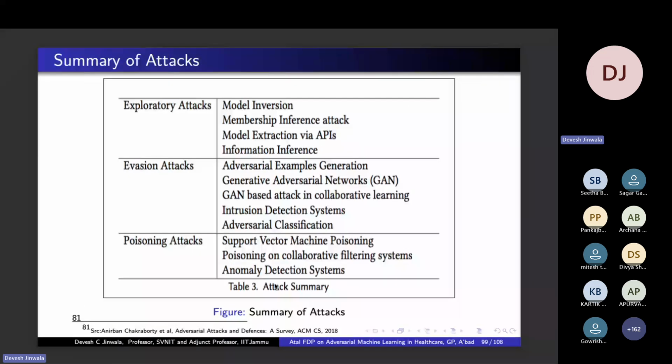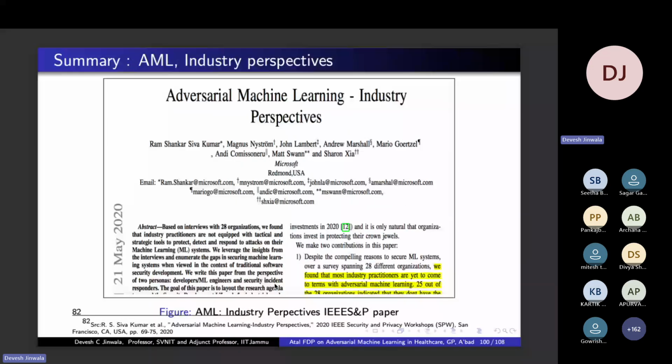Let me now try to talk and show that paper which I was talking about, from which I tried generating your motivation. So this is the paper which I was referring to, an IEEE Security and Privacy paper. If you look at the bottom footnote, it says adversarial machine learning industry perspectives. And as you could see, I made a mistake earlier. I said it is written by people from both Google and Microsoft. It's written by people from Microsoft only.